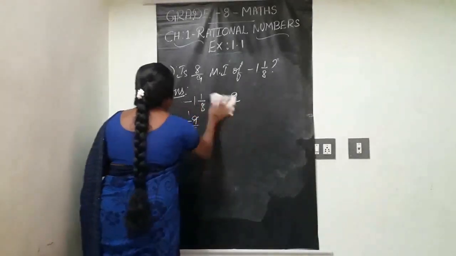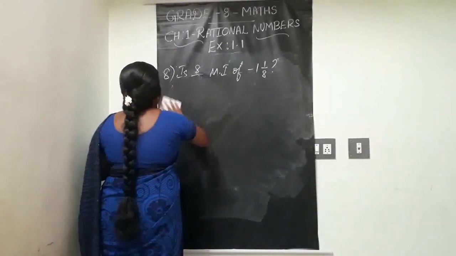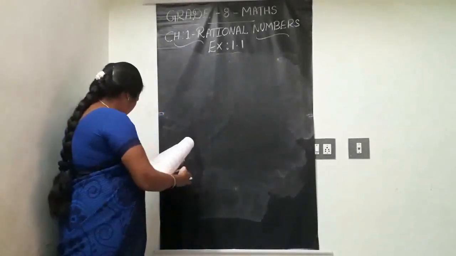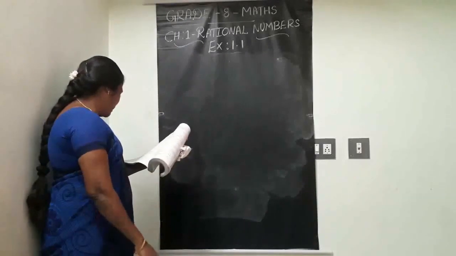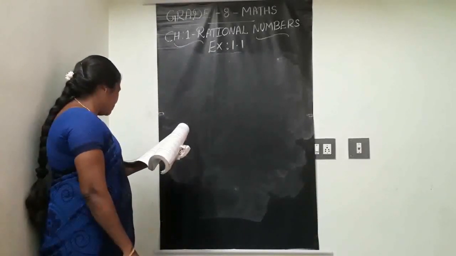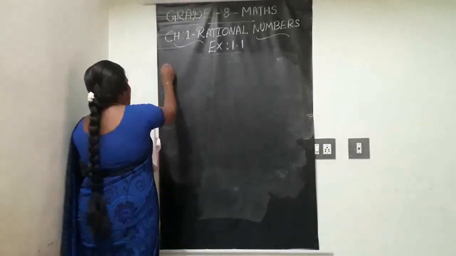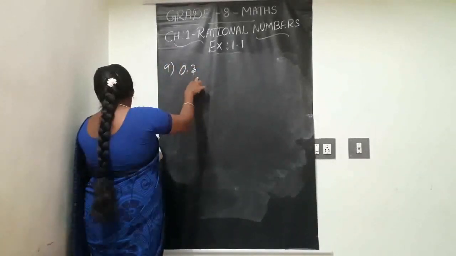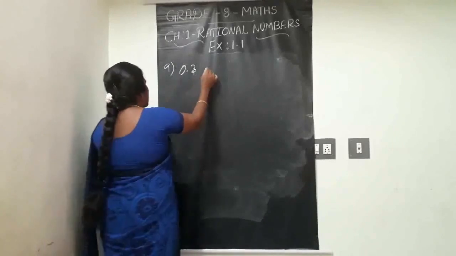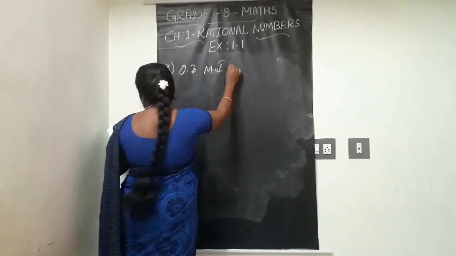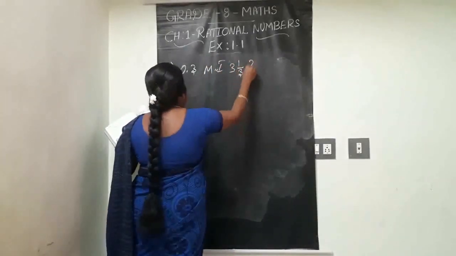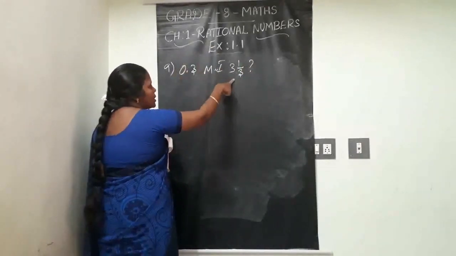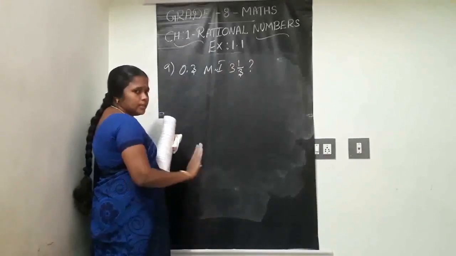Next question. Ninth one. Is 0.3 the multiplicative inverse of 3, 1 by 3? Why or why not? What is given? Is 0.3 the multiplicative inverse of 3, 1 by 3? Give reason. Is this number the multiplicative inverse of this or not? Check. This is the question.